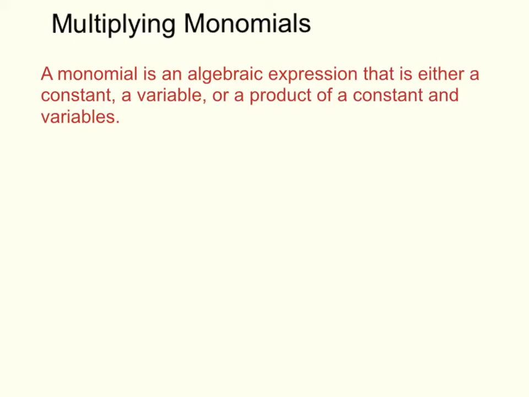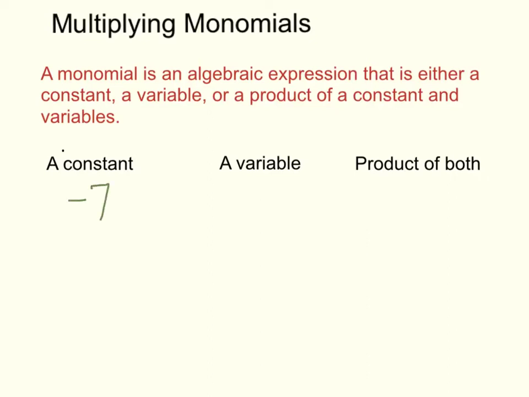So here's what they look like. A constant is just a number, 5, 2, 1/2. A variable can just be a letter. Or a product of both could be, for example, 4x to the third or negative 5xy. You can have more than one letter. So these are examples of monomials. A monomial is just one term. It can be written as a constant, a variable, or a product of both.